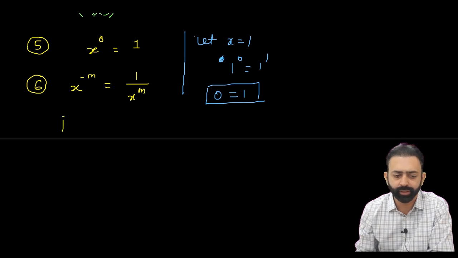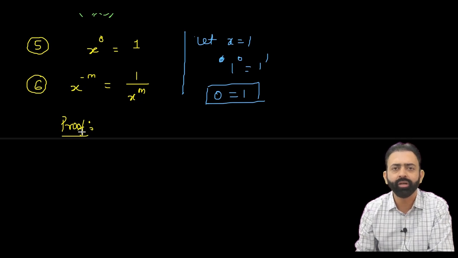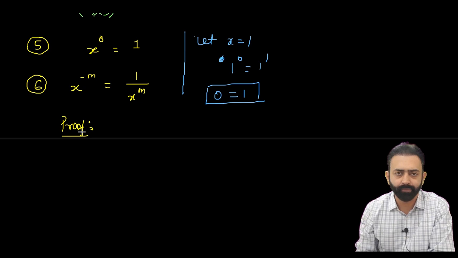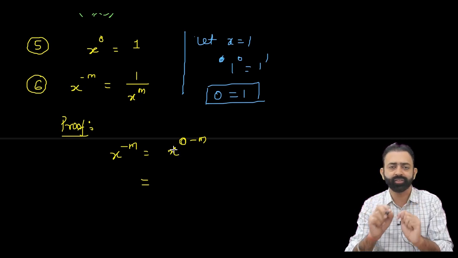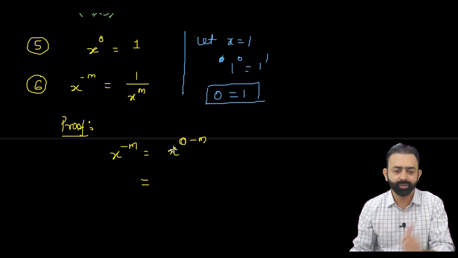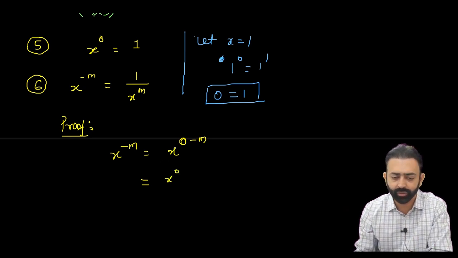Okay, the proof for this is very simple, and it is just an extension or the special case of the second law of index, which is division. Okay, so I can write this x raised to power minus m. I can write this as x raised to power 0 minus m. 0 minus m is minus m, of course, we can write. Now, if there is a subtraction in the exponent, I have the law in reverse, that I can write this as x raised to power 0 over x raised to power m.